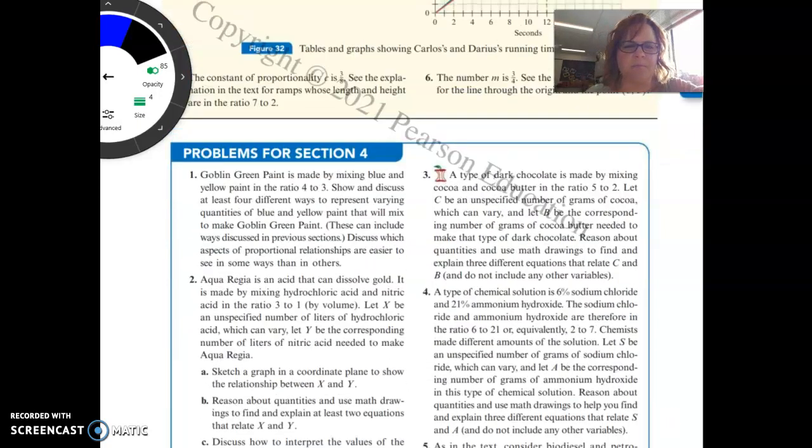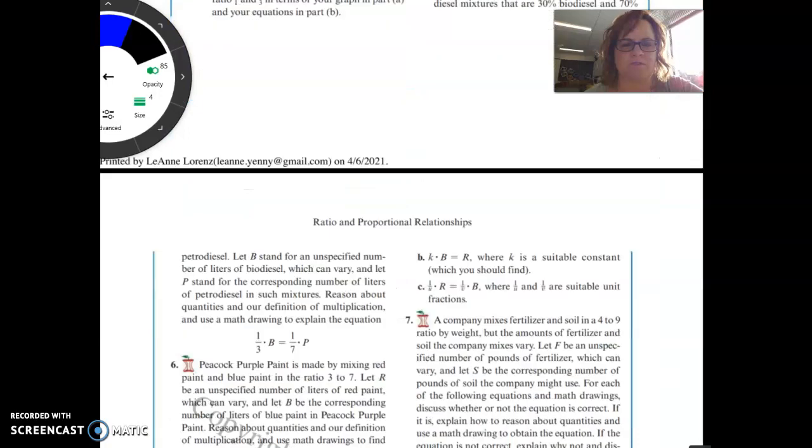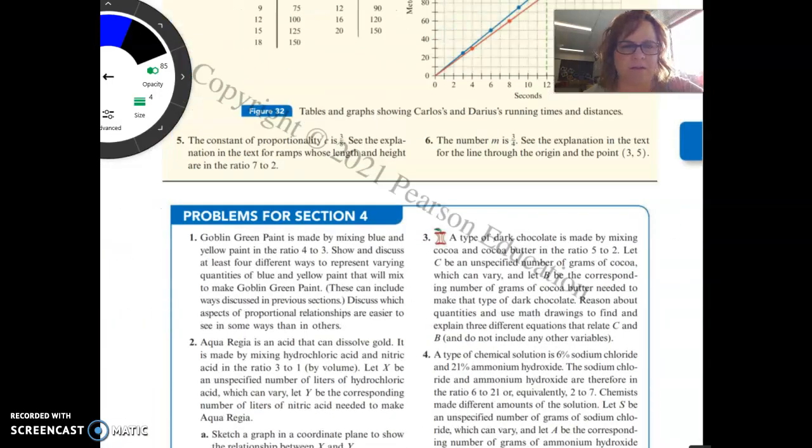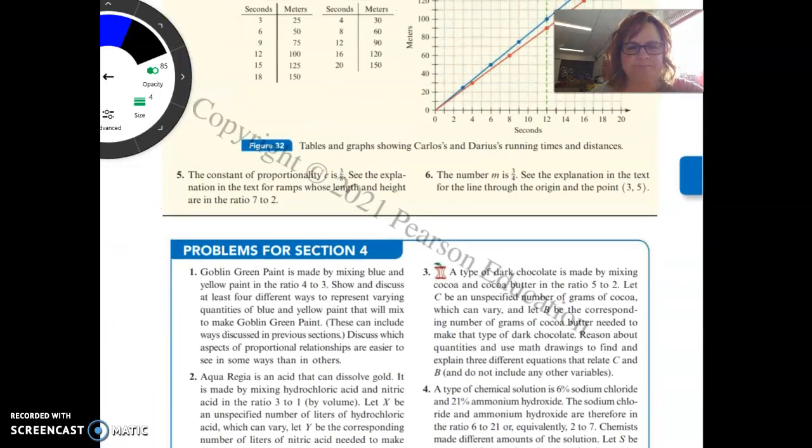Number 3 is the chocolate problem. So the dark chocolate is made with chocolate and cocoa butter, and it's in a ratio of 5 to 2, cocoa to cocoa butter. And so you had to solve this problem with thinking of C as the unspecified number of grams of cocoa, keeping in mind that 5 to 2 ratio, and then just reason about the quantities.